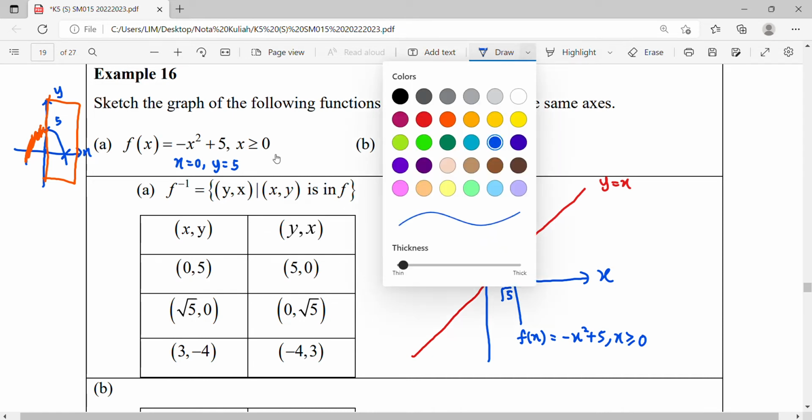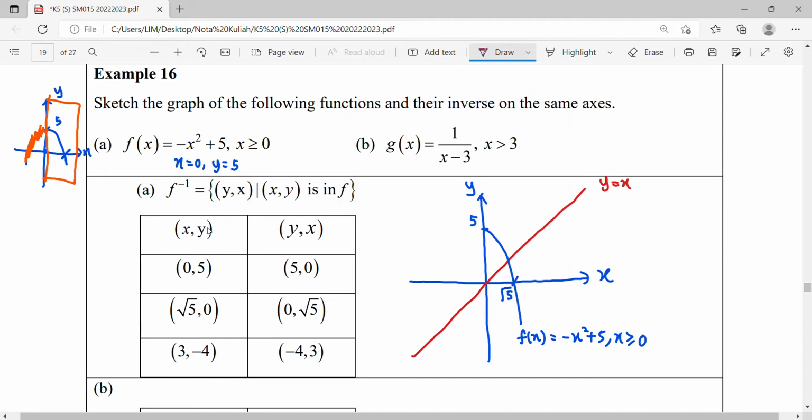How to get the inverse function? For the inverse function, we're going to reflect this function using this reflection axis y equals to x. Then the result of the reflection will be the graph of our inverse function.